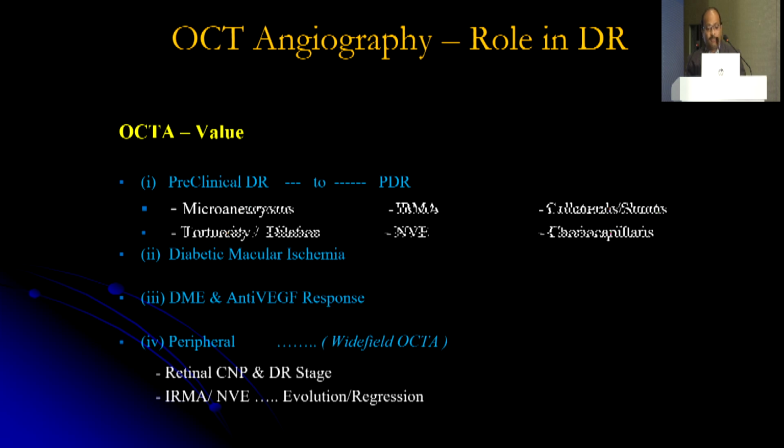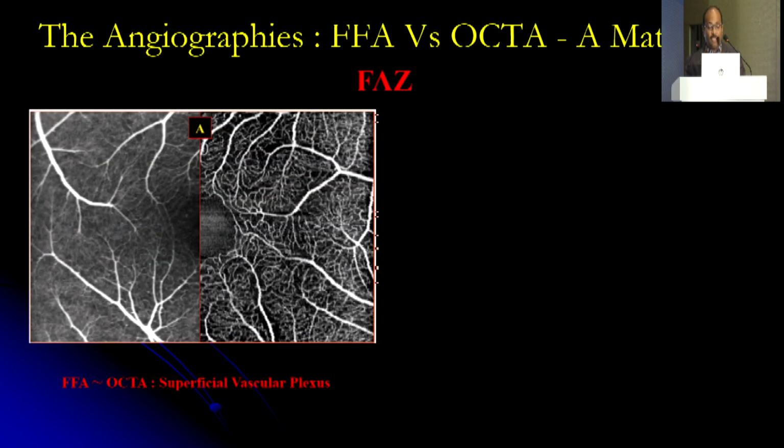So it also shows up different changes in the various stages of diabetic retinopathy. It highlights diabetic macular ischemia, useful in correlating DME with anti-VEGF responses. This is an interesting facet. And now that we have wide field OCTA coming up, it shows peripheral changes of non-perfusion and equates it with the relevant DR stage. Also, very excitingly, looking at evolution or regression of IRMA and NV, and we'll look at all this in a bit. So angiographies, we've talked about this.